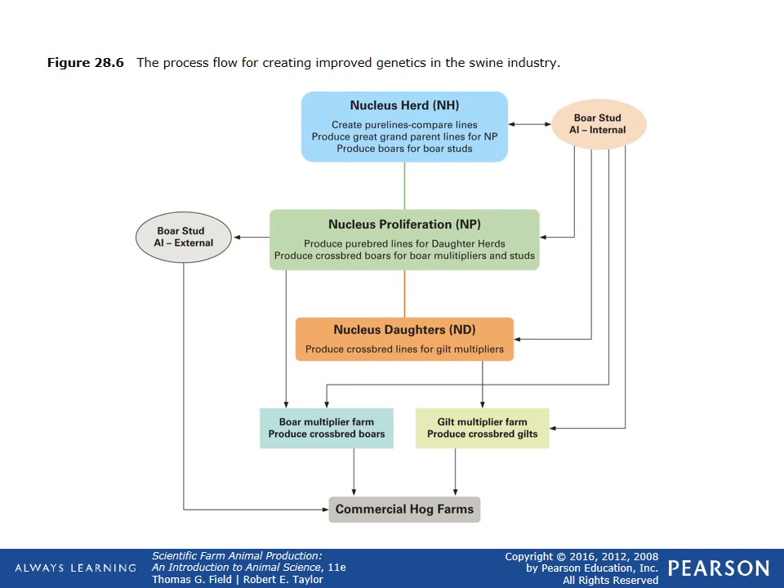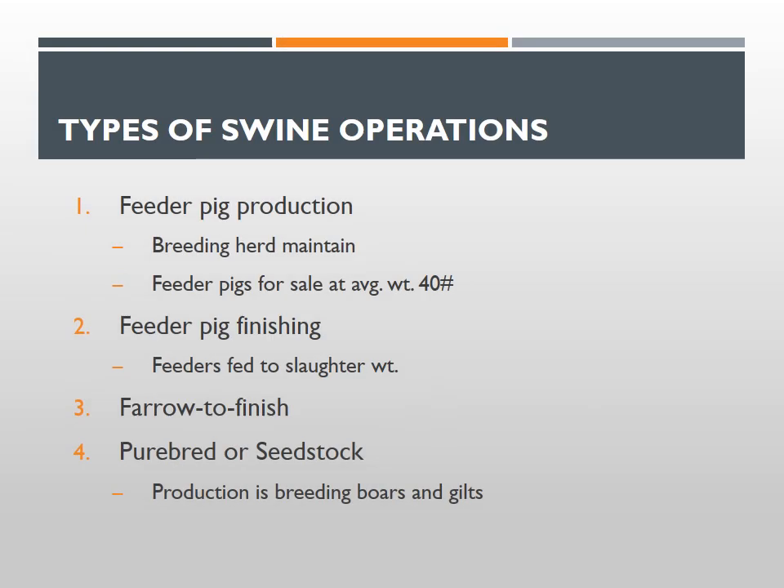This is a process flow chart for creating improved genetics in the swine business and for the commercial hog business, and I'll let you go through this on your own time. I found it kind of fascinating how they really stepped through the process on where they were going to pick their genetics from and how they would go about outcrossing or outsourcing some other boars and other genetics to bring into their operation. So, a pretty interesting slide.